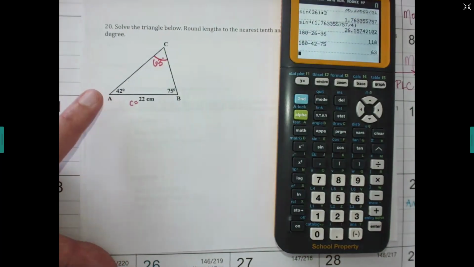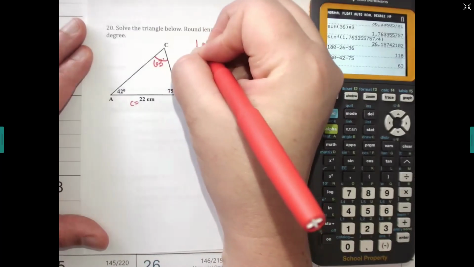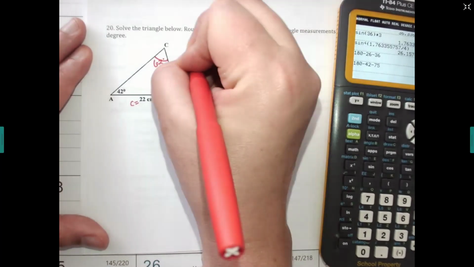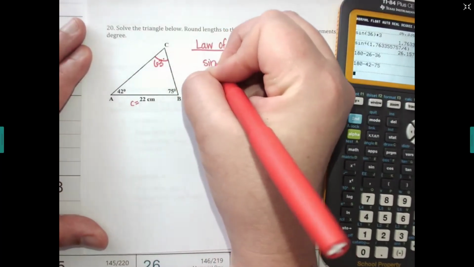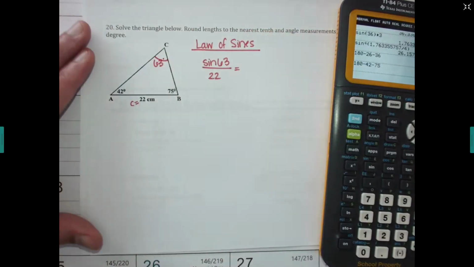That gives me 63. And then now we have partners that we can do law of sines. So it'll be sine 63. And you don't have to write these names on it. It's really just to help you. So it'd be sine 63 over 22 equals.